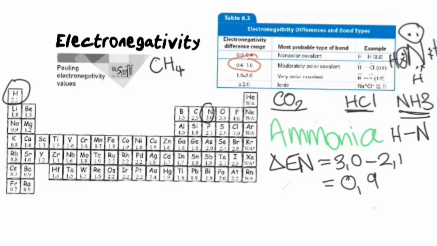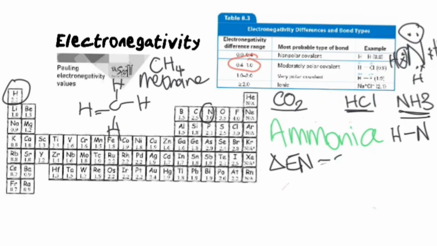CH4, which is methane. You're looking at the molecule, right? So it looks something like this. There's a carbon with 4 hydrogens around it. So if I were to calculate the electronegativity for methane, it would simply be as follows.